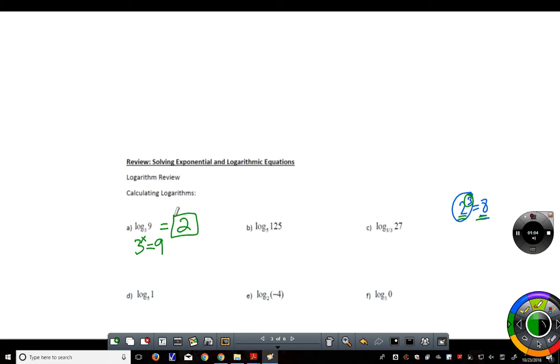So go ahead and partner up real quick and see how many of these that you think you can find the answer to, and then we'll go through and see if we actually got them right. Okay, so what did we get for the answer for part B? 5 to what power would equal 125? 3. Okay.